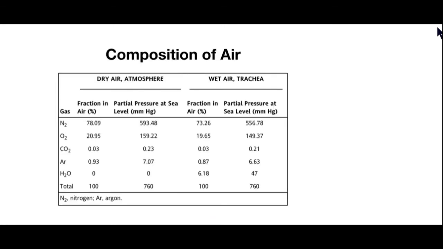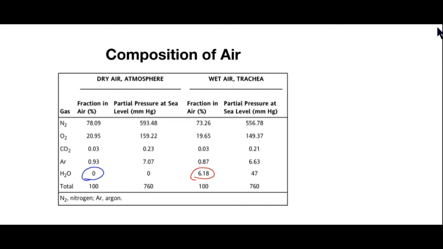Okay. So on the left-hand side, we're looking at the dry atmospheric air. This is really just to compare the specific partial pressures you would see at sea level for each of the typical gases found in atmospheric air. If you look at the wet air in the trachea, you'll notice that the fraction of that air is a little bit lower. Why? What do we have to take into account now? You have to take into account the water. That's the big difference between these two. In dry air, the fraction is 0. In wet air, you actually have to take into account this fraction of water vapor. That's why the rest of your fractions are going to be different than what you would see in dry air.